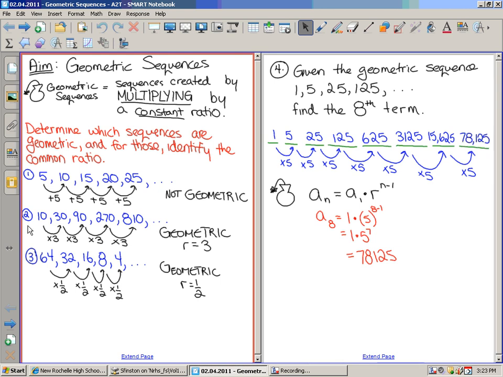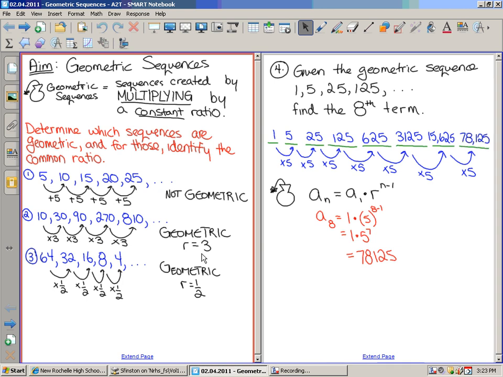Take a look at question number 2. You look at each term in the sequence and we said, okay, what's the pattern here? Well, you had to multiply by 3 each time to get each of these terms. And so that is a geometric sequence, and the common ratio is 3.